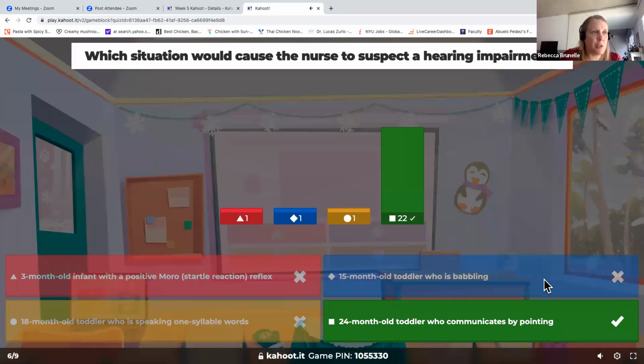All right, very good. So a 3-month-old that has a positive Moro reflex, that's a normal finding in a 3-month-old. That's that startle reflex. An 18-month-old, 1-syllable words, that's still normal. 15-month-old babbling, normal, but the 24-month-old, at 24 months you should be using 2-word sentences. So if they're just mainly communicating by pointing, that's a red flag.